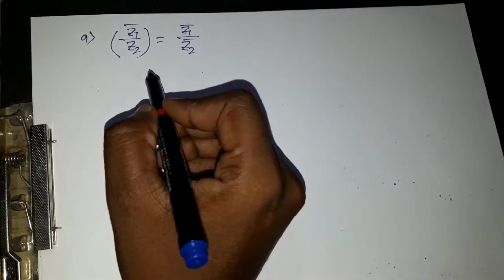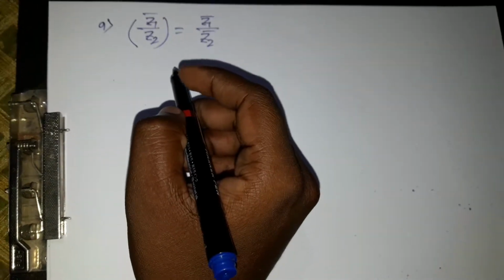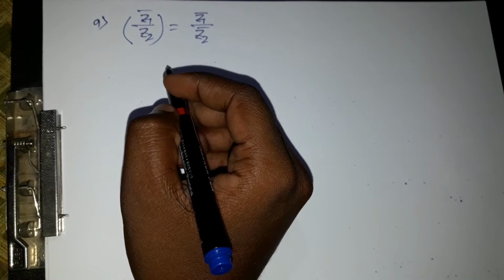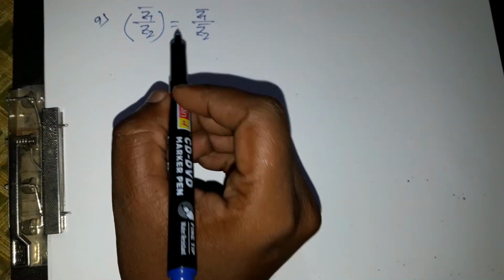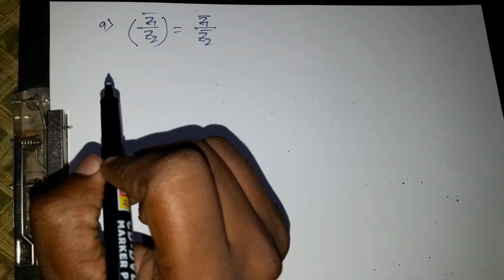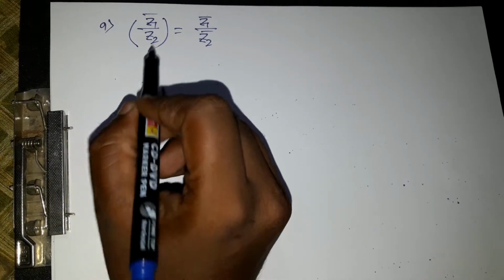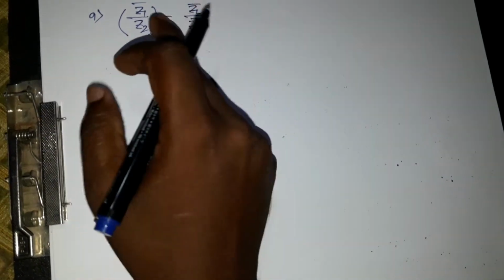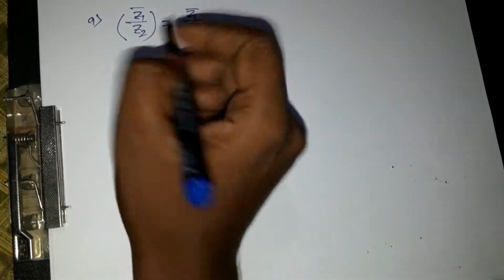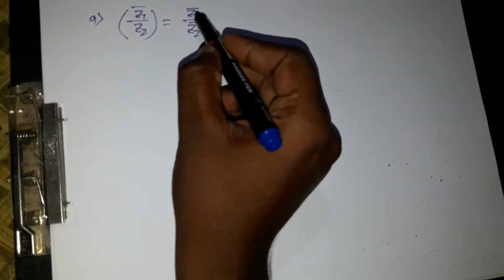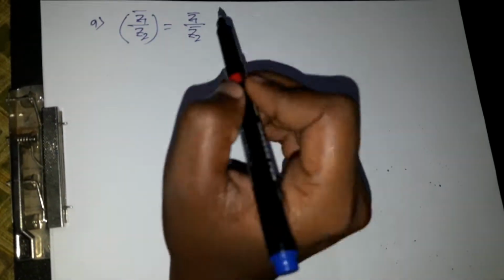So welcome to my next video. In the previous video we were discussing the properties of complex conjugate numbers, and we had reached property number 9. It was going on and the proof was not done. So now we are going to prove that the conjugate of z1 divided by z2 is equal to z1 bar divided by z2 bar.